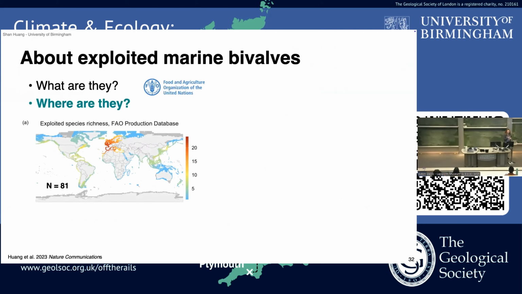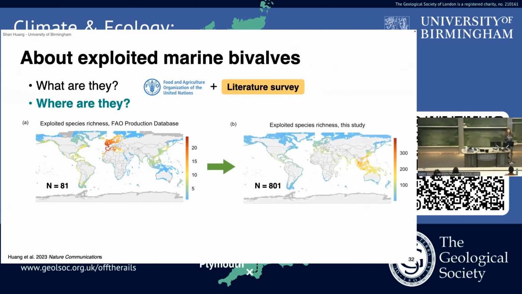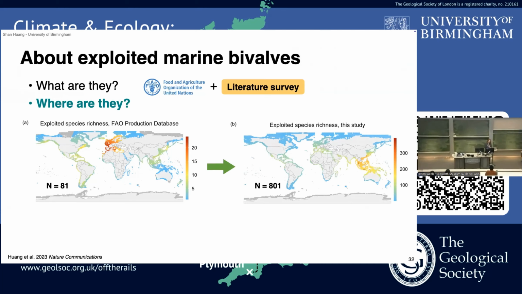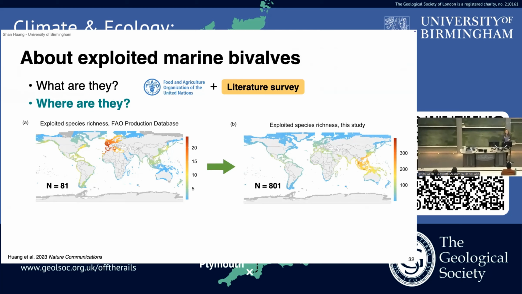This didn't feel right. So we looked into the literature, including local publications and survey reports, and added about 700 species and shifted the hotspot of exploited species to the tropical Indo-West Pacific, where the global marine biodiversity is also highest. Note that this is based on their natural geographic occurrences, geographic distributions, rather than where they are being harvested. We don't have data for that yet. And that we then examine their intrinsic vulnerability to provide some baseline expectation of their future.